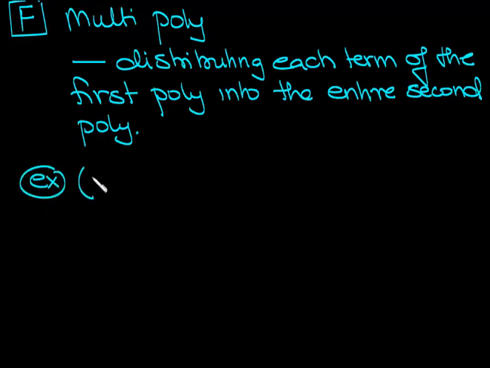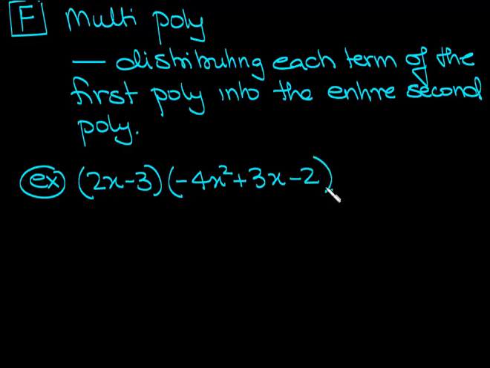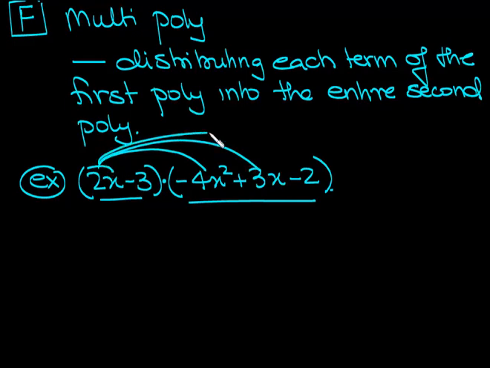So let's start with this. Let's say you have 2x minus 3 times minus 4x squared plus 3x minus 2. So you can clearly see this is a polynomial, this is a polynomial. I'm multiplying them. So what do I do? I take each term of the first polynomial, so let's start with this one, and multiply it by each term of the second polynomial. We distribute it. So we distribute each term of the first polynomial into the entire second polynomial. So we take 2x times this, 2x times this, 2x times that.